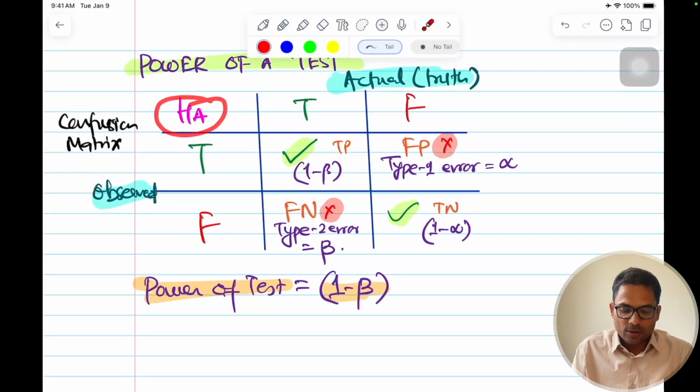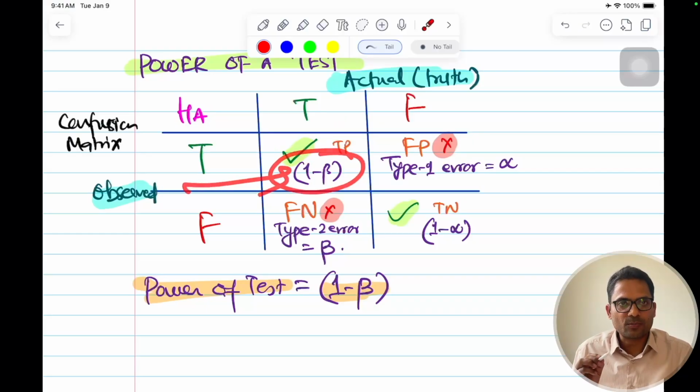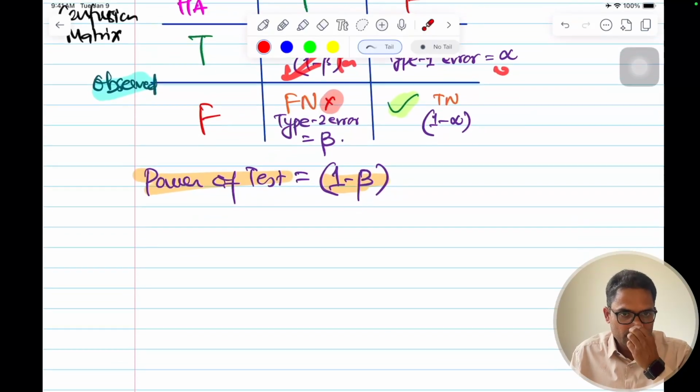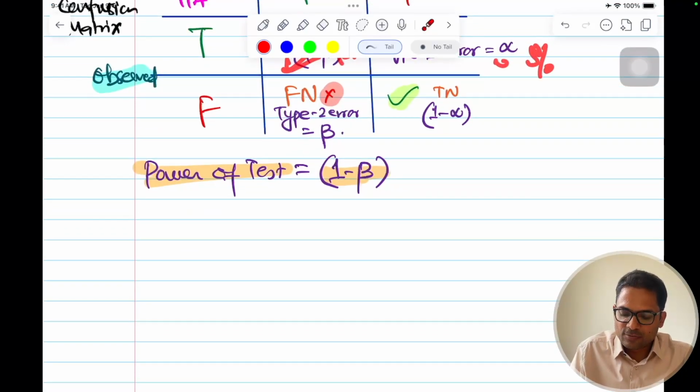So this is null, and the alternate hypothesis was true and my test also found it true, and this is the power of test. This is the more important thing to understand. And the false positive rate is my significance level. This is your alpha. Okay, ideally this should be 100 and this should be 0, but that's not the case. Alpha is generally 5%, and for medical tests we also go down to 0.1%.